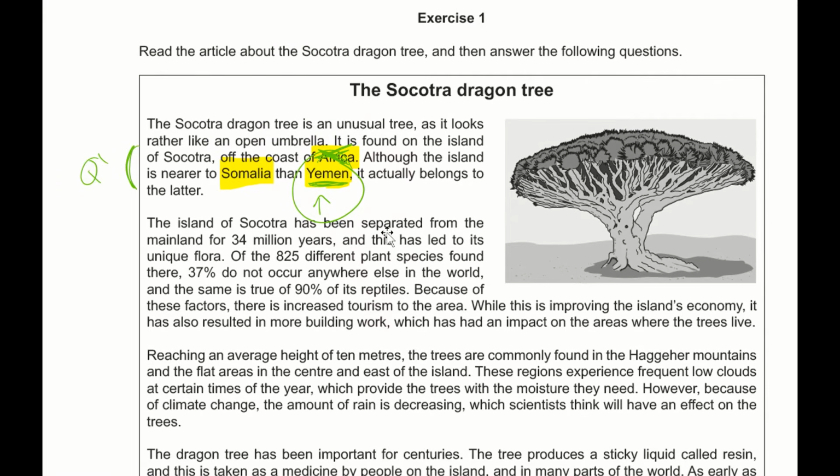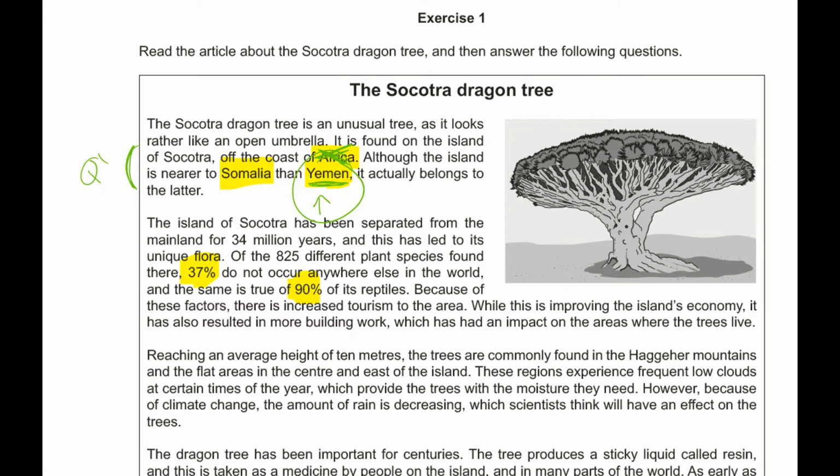What percentage are unique and can only be found on the island? Now, question number 1 was found here. Therefore, I'm guessing question number 2 is going to be around here, but let's continue from where we finished off. The island of Socotra has been separated from the mainland for 34 million years, and this has led to its unique flora. Nothing mentioned about the percentage of flowers being unique or special there. Remember, the key word here is what percentage. Of the 825 different species found, there we go, found something. 37% do not occur anywhere else in the world. And the same is true of 90% of its reptiles.